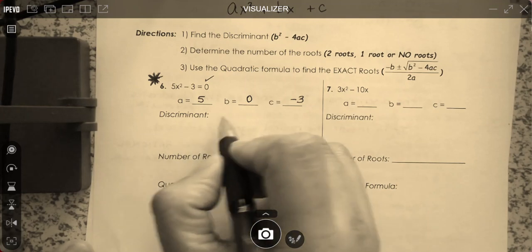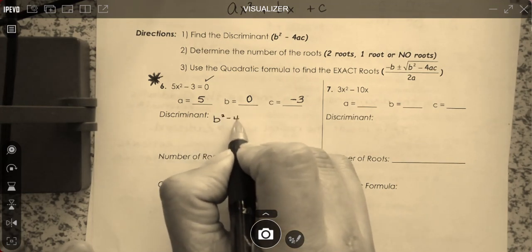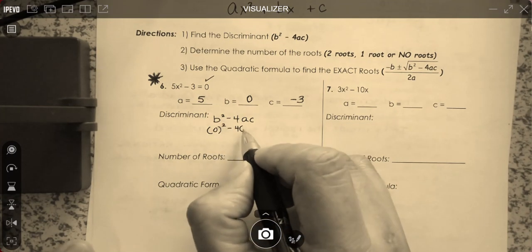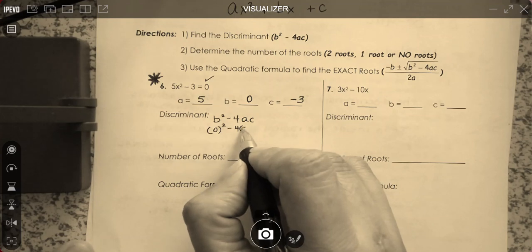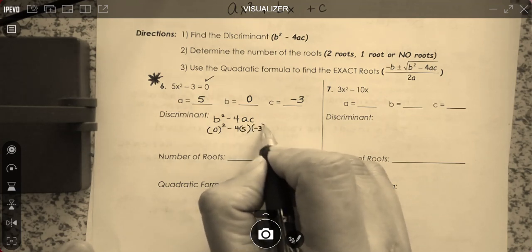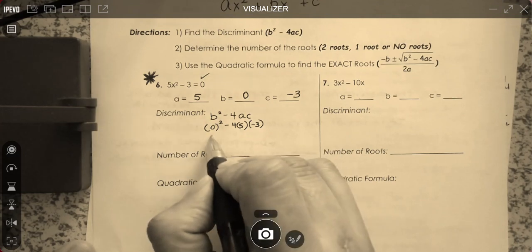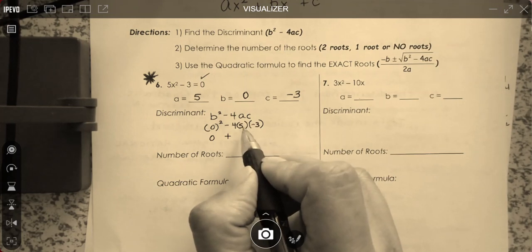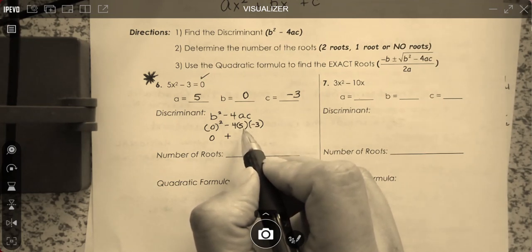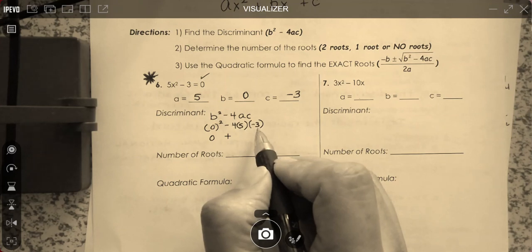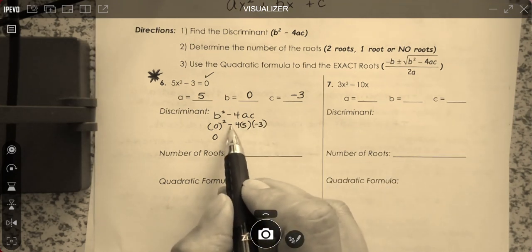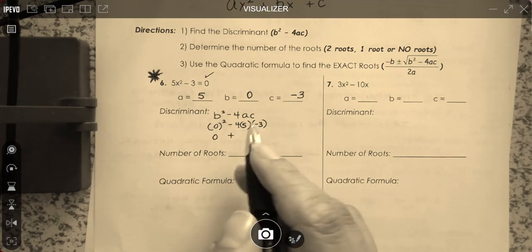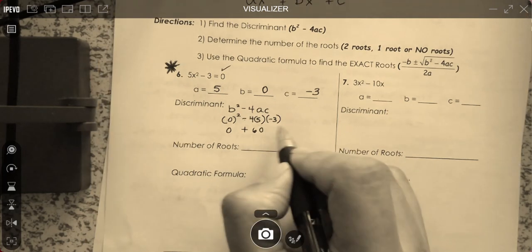All right, calculate your discriminant. 0 minus 4. What's 4 times 5? 4 times 5. And what's 20 times 3? 60. Now you see how here it says minus and then times a negative? So what's negative times negative? Positive. Plus 60. Plus 60. All right, there you go.